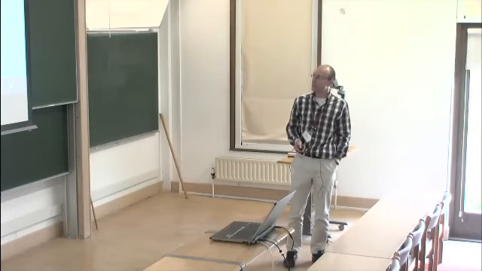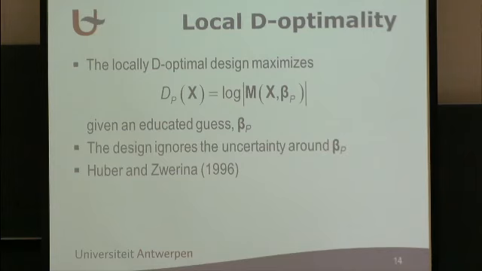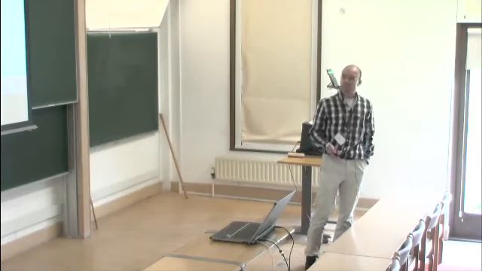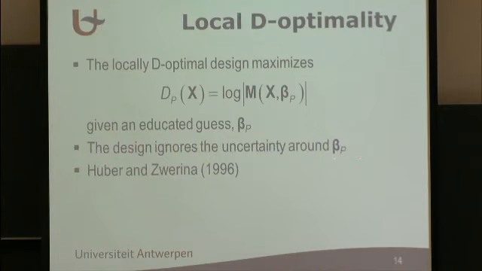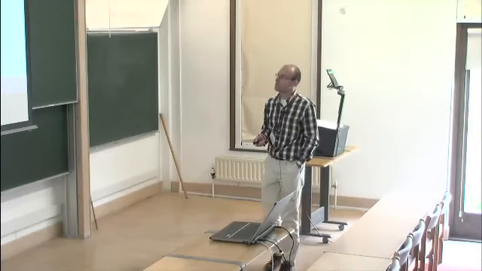That approach is nice in the sense that it incorporates prior information in your construction of a good design for choice experiments. Negative point about this approach is that it completely ignores the uncertainty that you have about your prior information. Because you use a point estimate, just a single educated guess for your betas.